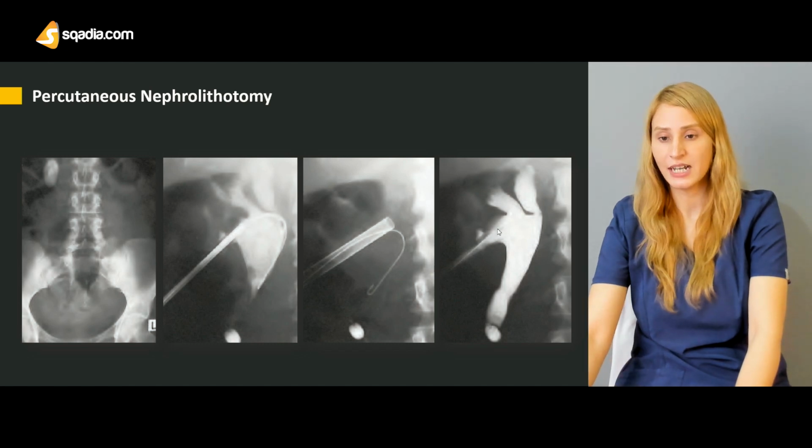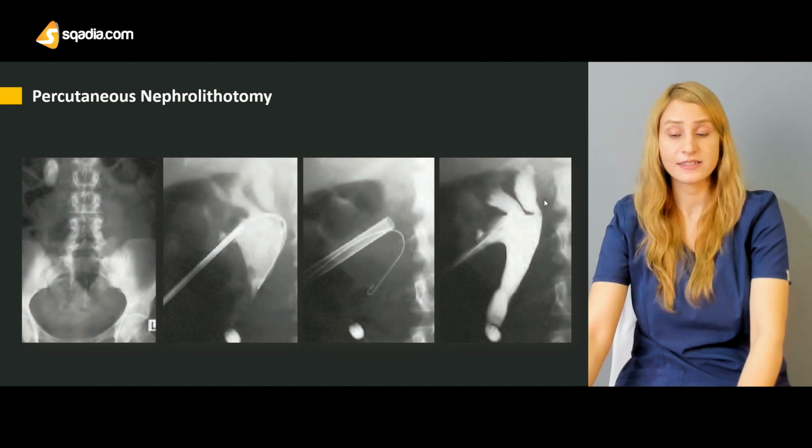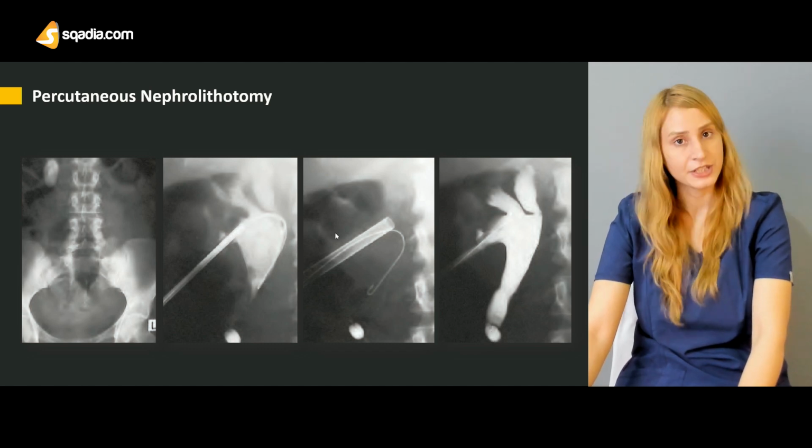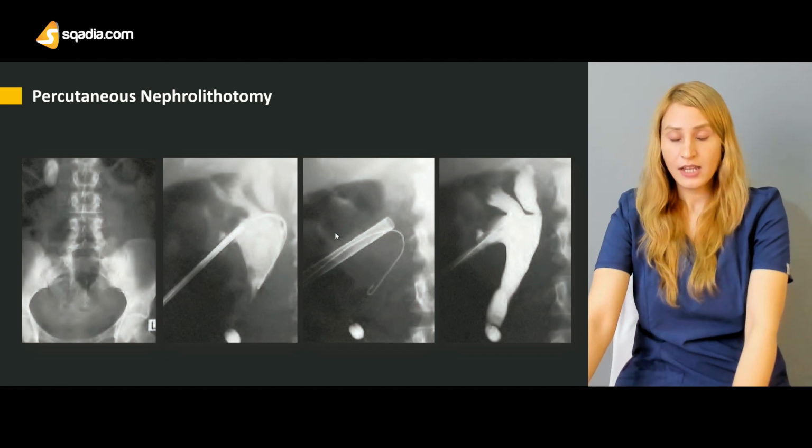So this is the dye reaching down here. This is the part of the kidney, and these are the calyceal system. This is the renal pelvis, and down here coming to the ureters, and this is a stone which has to be retrieved with the help of percutaneous nephrolithotomy.